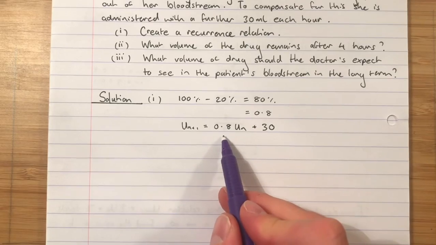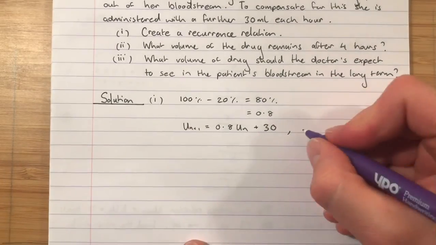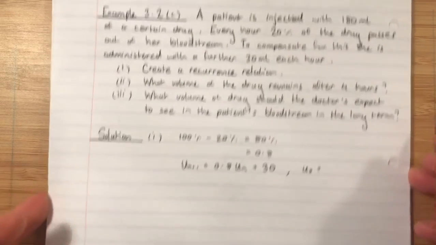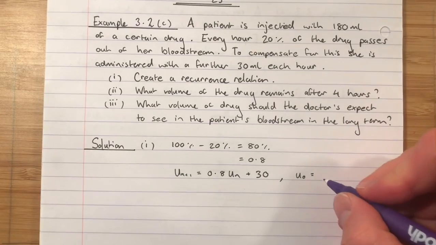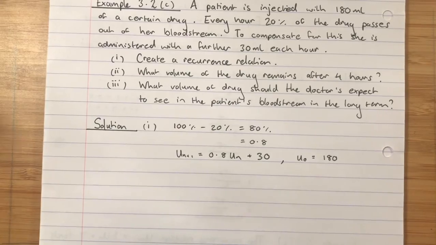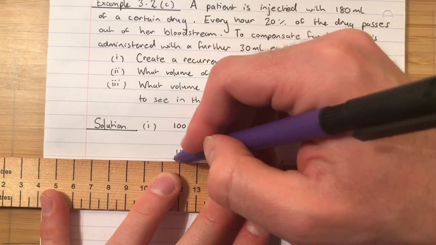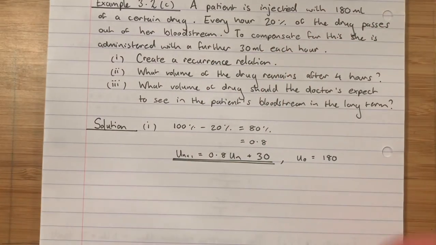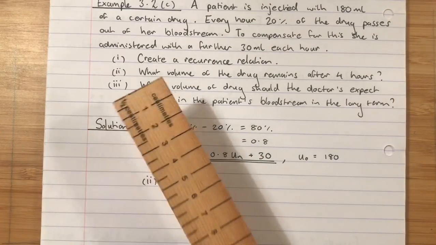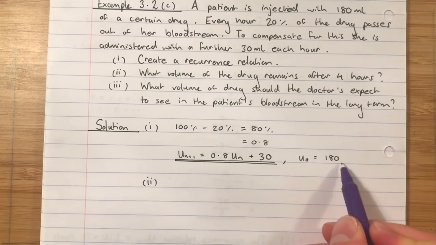So that's my recurrence relation. Each hour we times by 0.8, we add 30. And just for a wee bit of flair, I am also going to add in u0 because I know what the starting value was. How much was she hit with in the first place? 180 mils. So u0 is 180. Okay. Boom, there's our answer. There's my recurrence relation there. Right, part two. What volume of the drug remains after 4 hours? Well, I know how much they started with.